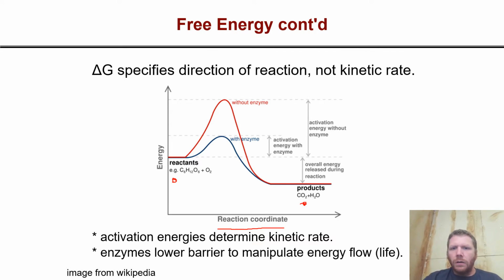Notice our red line shows us without the enzyme, and our blue line shows with an enzyme present. Here in the middle, this double dagger shows us the activation energy that we have to reach prior to getting to our products. As soon as we can get up here, everything kind of tumbles down.